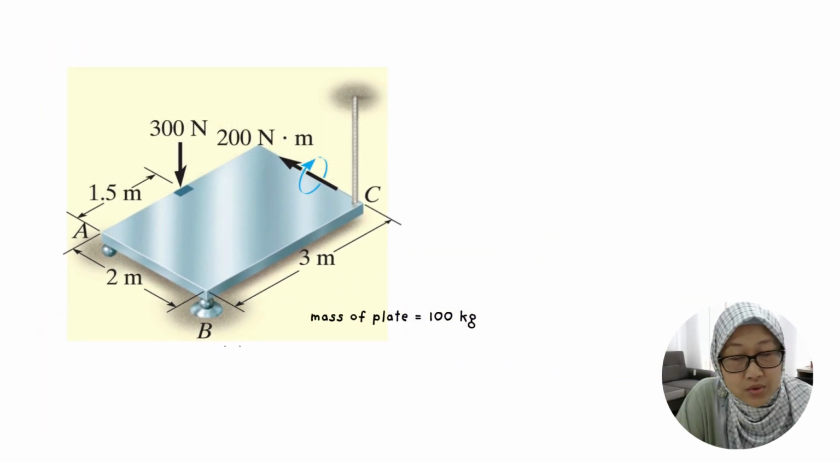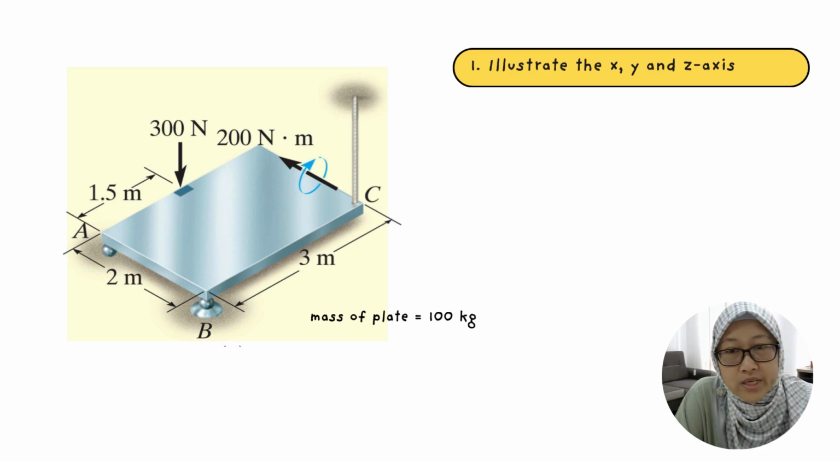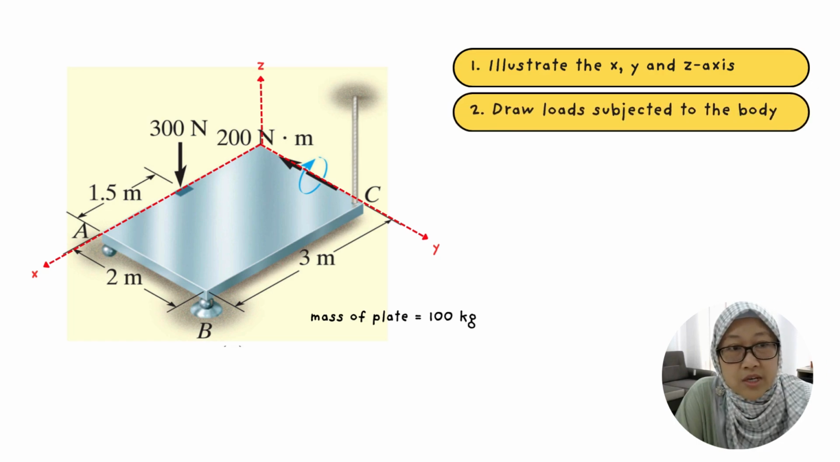Since they did not show you the X, Y, and Z axes, you have to illustrate the X, Y, Z axes on your own. Quite easily, since this is a rectangular plate, we are going to take the X axis over here, Y axis over here, and Z axis over here. And now you have to draw the loads which are subjected to the body.